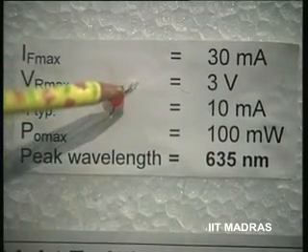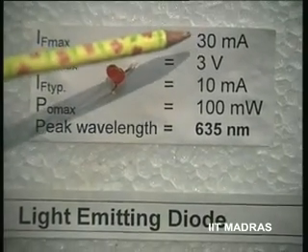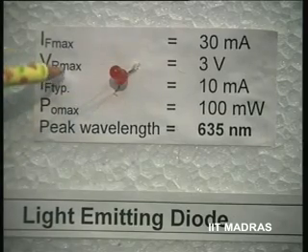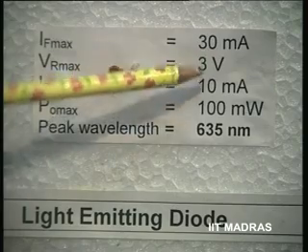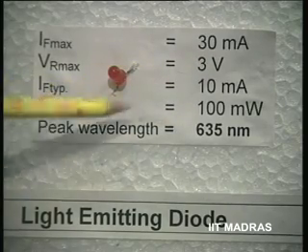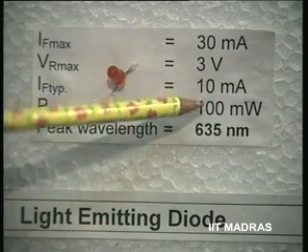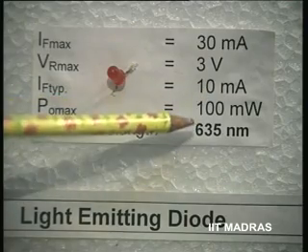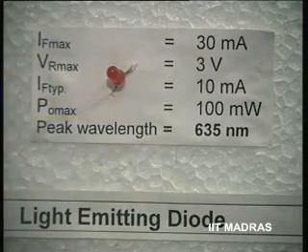The next one is a light emitting diode, LED, red color. This also we had indicated. The IF max is 30 milliamperes, that is the maximum current that you can apply in forward bias mode, and the maximum voltage drop corresponds to about 3 volts at that point. IF typically is 10 milliamperes and P0 max is about 100 milliwatts, the maximum permissible power dissipation. Peak wavelength is 635 nanometers for this LED.